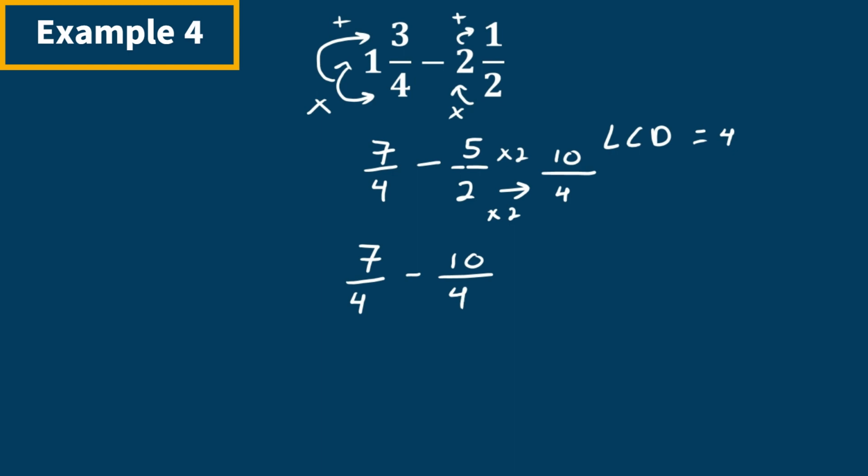Now let's go ahead and subtract. 7 minus 10 is negative 3, and the denominator stays the same. So negative 3/4 is going to be our final answer.